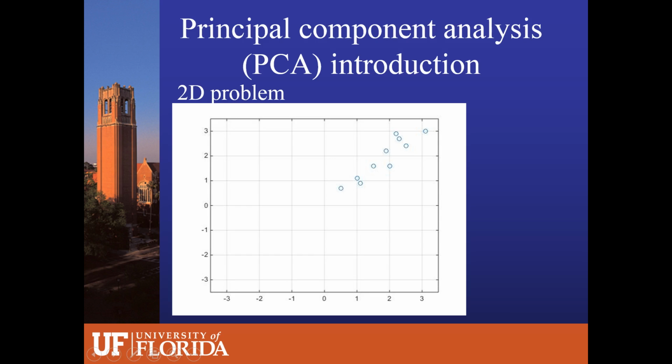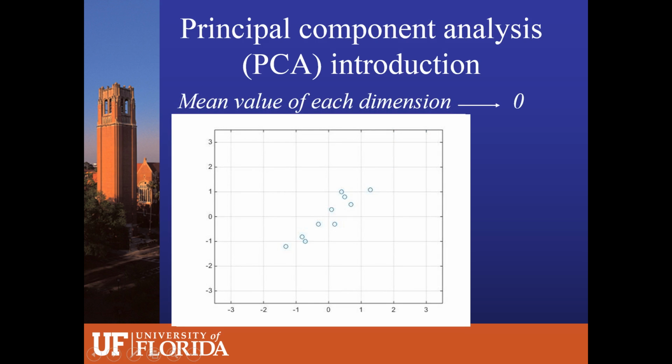Here is the original data set of the blue circle points. Then the first step is usually to try to make the mean value of each dimension to be 0. Actually, this step simply moves all the data to the center of the coordinates without influencing the relationship of these data.